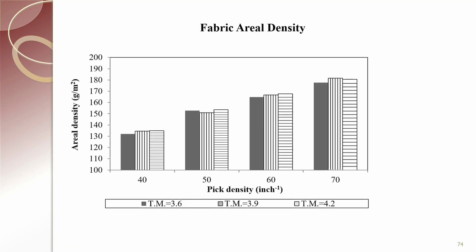Now, for fabric areal density, there is no specific trend observed. There is no significant change in fabric areal density, but with the pick density, the fabric areal density increases consistently. Which is normal: higher pick density will result in higher areal density, but the twist multiplier does not have any significant effect on this.